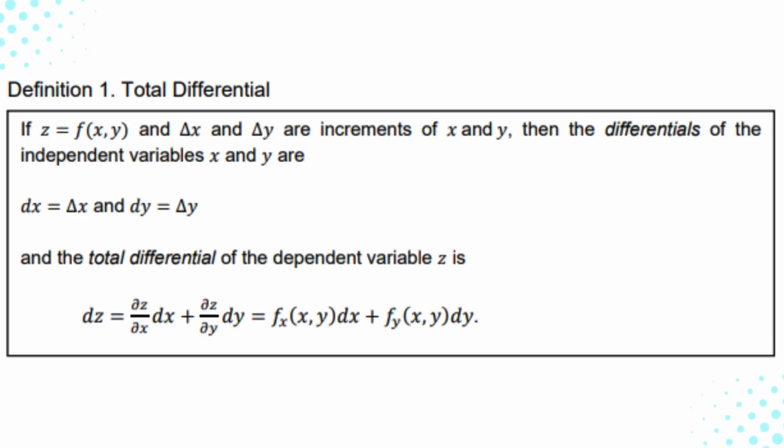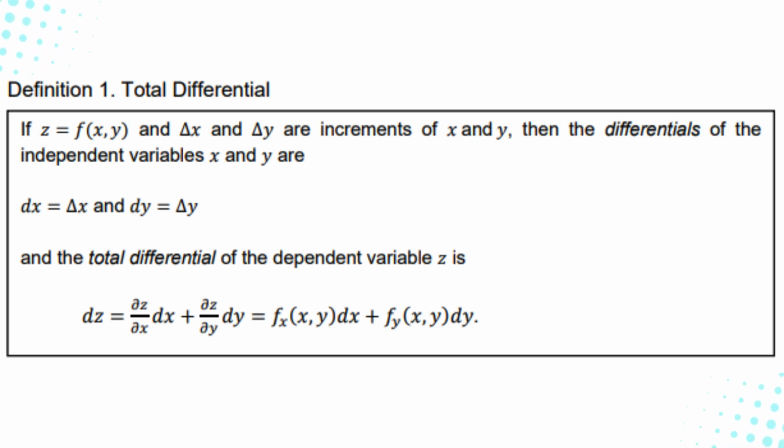In this diagram, we see two kinds of changes, delta x and delta y. These are the actual changes in x and y. Think of them as measurable differences you could record. dx and dy, these are the differentials of x and y, the tiny changes we use in calculus. For independent variables like x and y, we simply set dx equals delta x, and dy equals delta y.